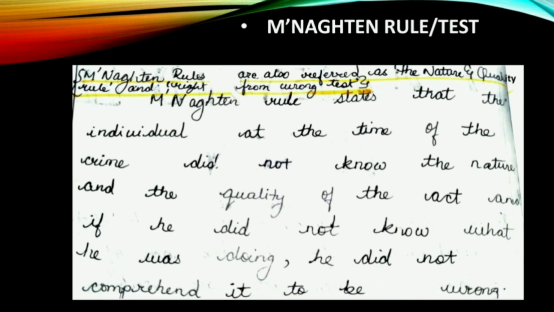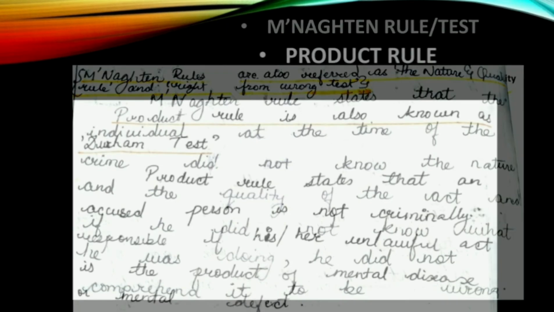And now we have the M'Naghten rule. M'Naghten rules are also referred to as the nature and quality rule and the right from wrong test. The M'Naghten rule states that the individual at the time of the crime did not know the nature and the quality of the action, and if he did not know what he was doing, he did not comprehend it to be wrong. It is a test for criminal insanity because, in this case, the person at the time of crime becomes so mad that he or she didn't know the nature or quality of the actions he was doing, either because of his mind disease or insanity. Then the defendant will not be held guilty of the crime or his wrongdoings.